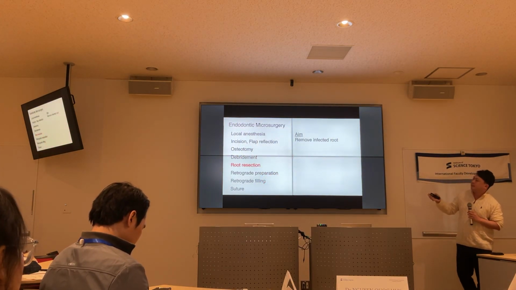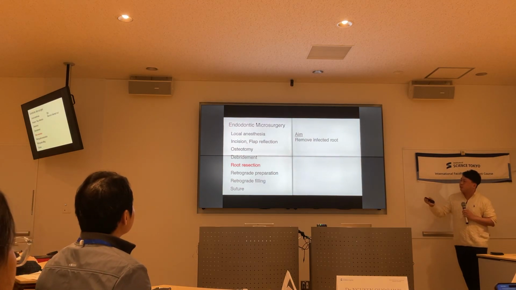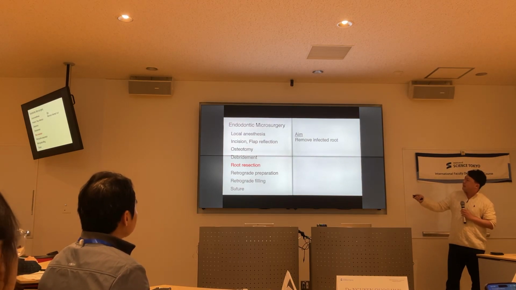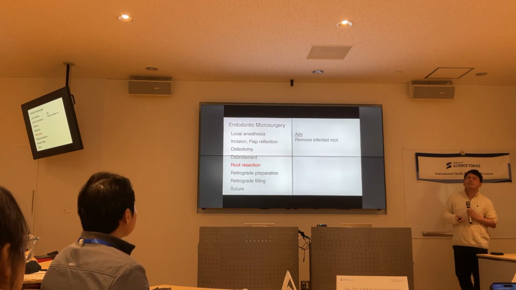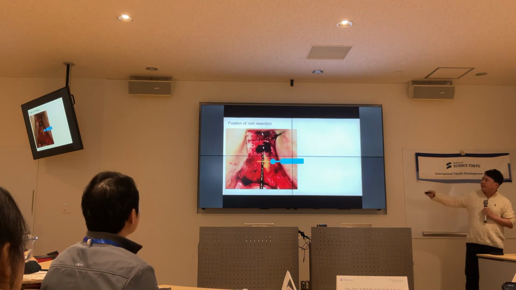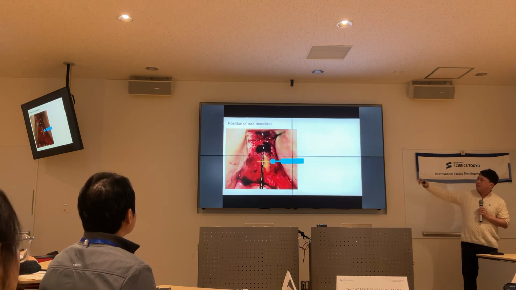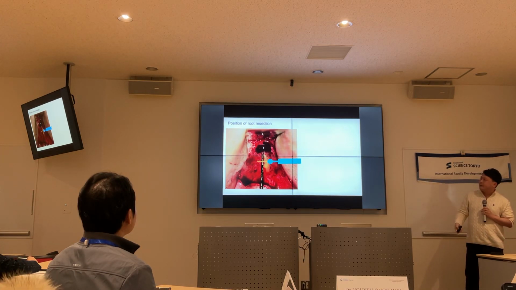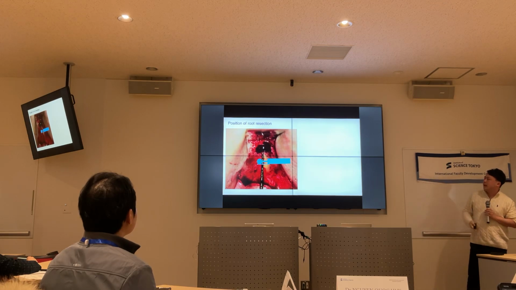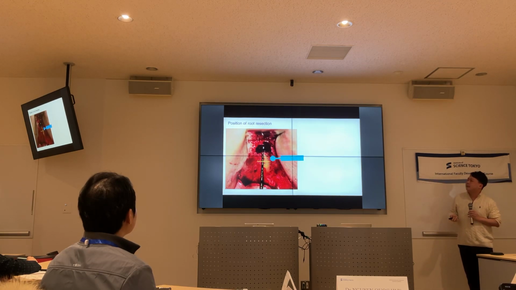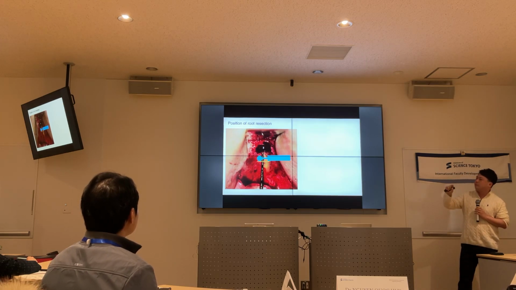Then after debridement, I did root resection. The aim is to remove the infected root. So this yellow line is 3 millimeters from the apical area. Some students cut this position. If we cut this position, the resected point is a little coronal. So you have to be careful to cut like this. You have to think about the diameter of the bur.